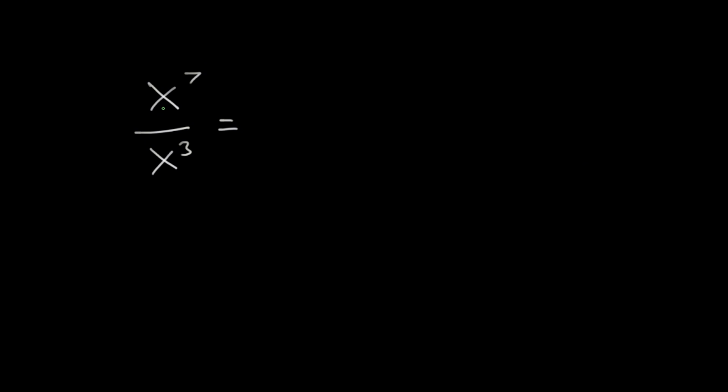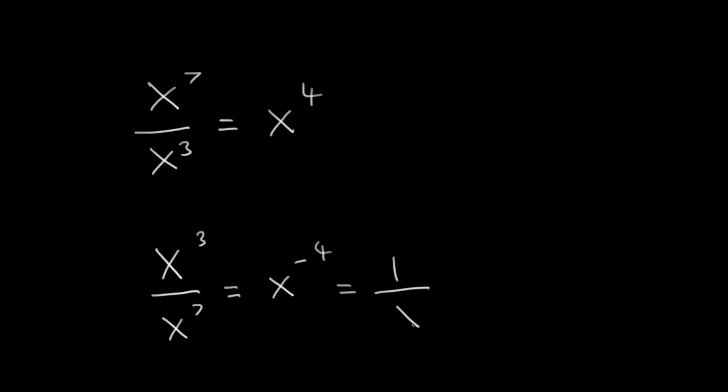Let's try another one. X to the power of 7 divided by x to the power of 3. That's going to simply be x to the power of 4, since 7 minus 3 is 4. Now let's try the reciprocal. This time it's 3 minus 7, so the answer is x to the negative 4, which with the new rule we learned, is the same thing as 1 over x to the 4.